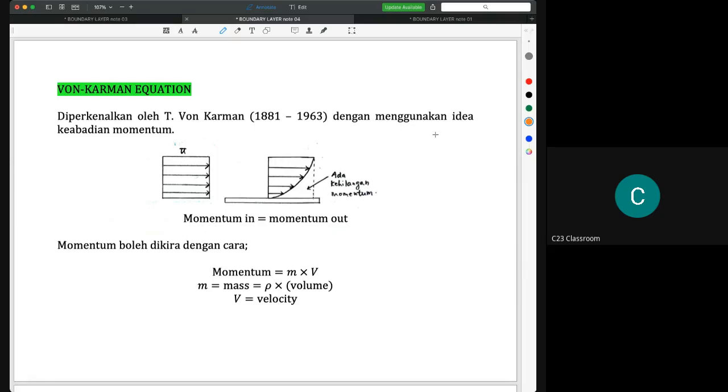It used the idea of conservation of momentum. The idea is very simple. For example, we have a set of molecules moving with a free stream velocity like this. Because there is no resistance at the bottom here, all the velocity will move with speed of capital U. I just write this one like this, to show it is a capital U, or free stream velocity.